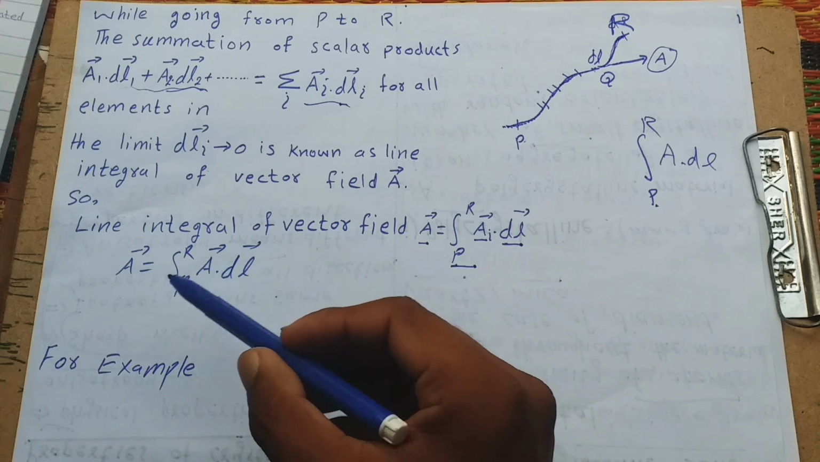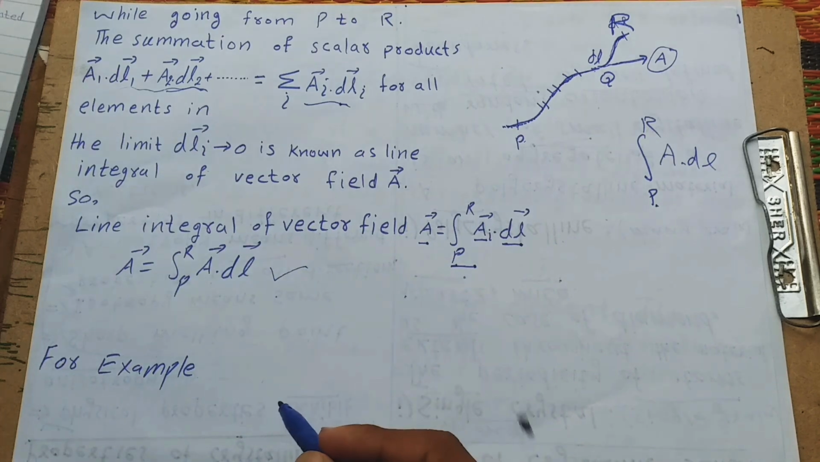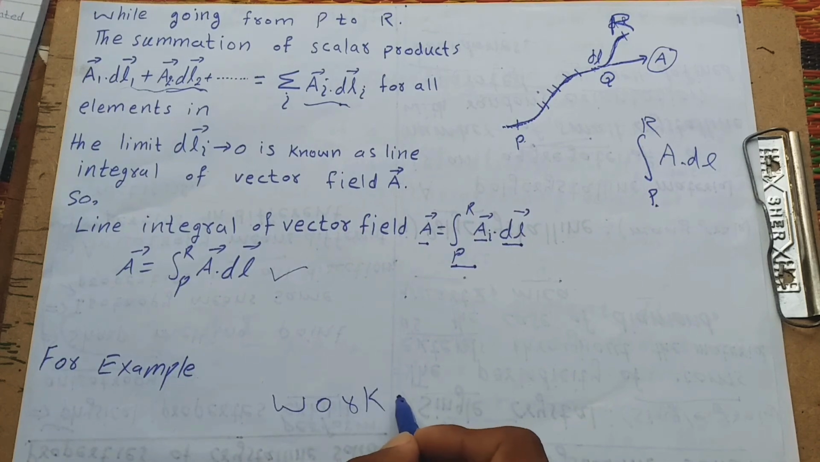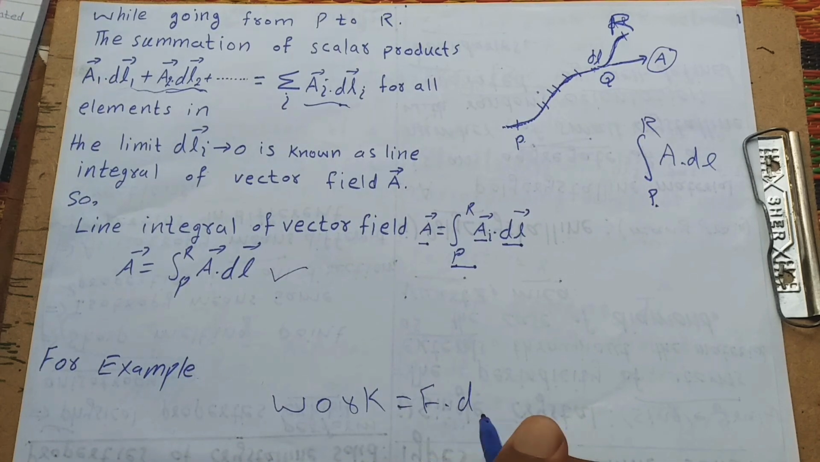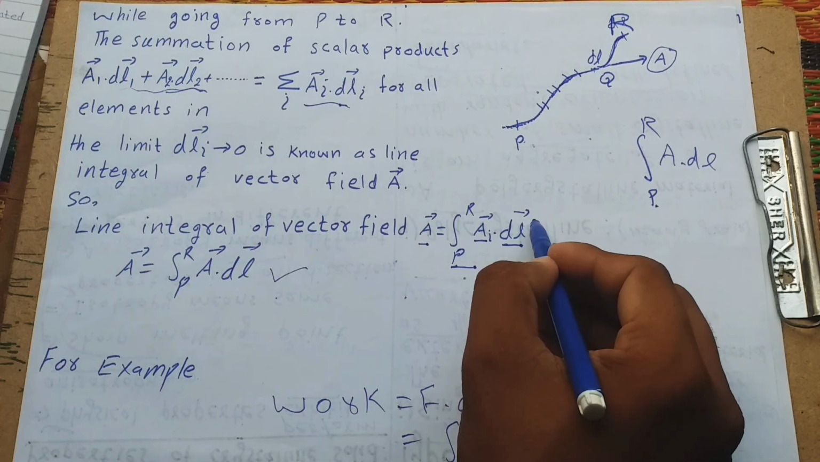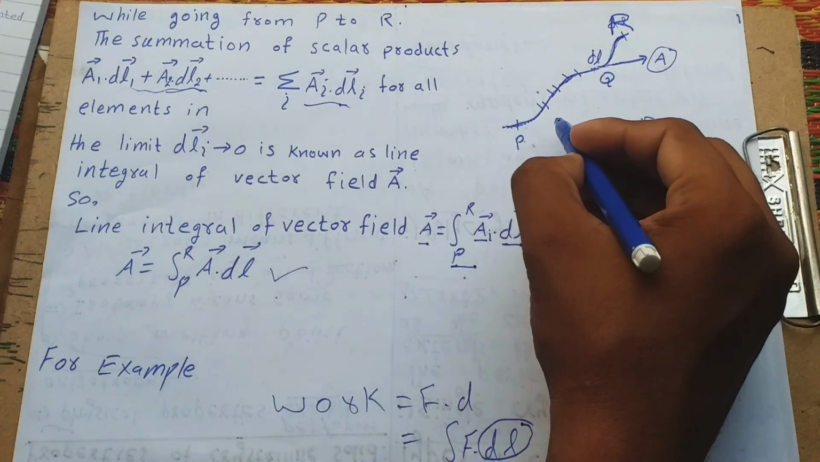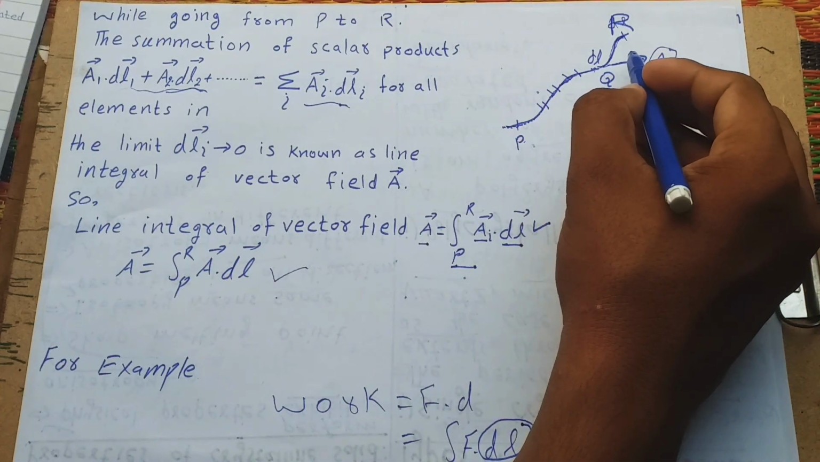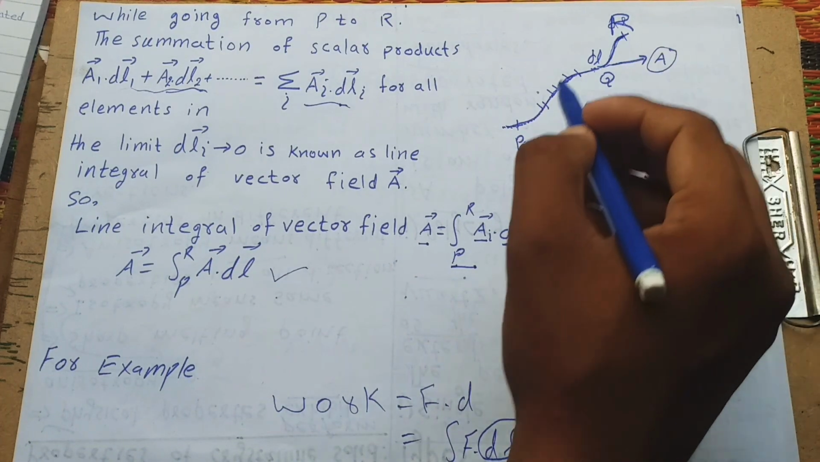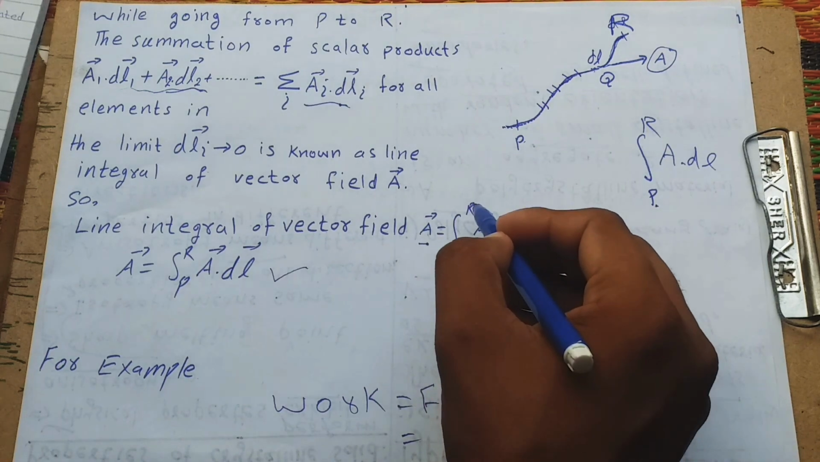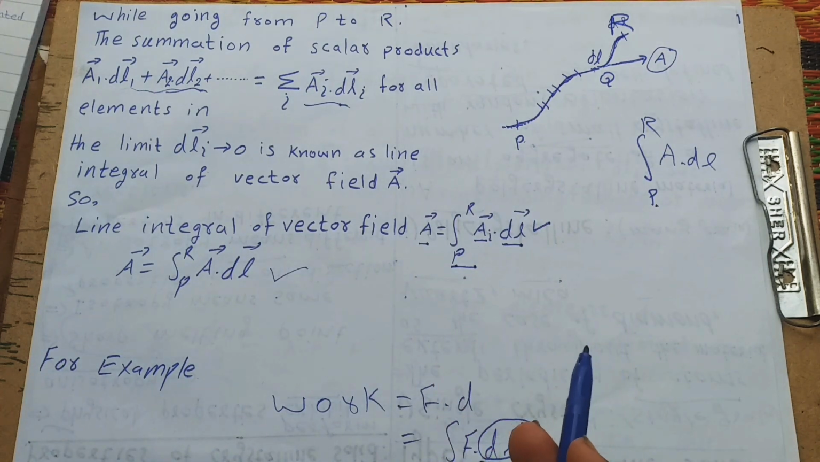Okay, clear? And what is an example? Just like work, which is F dot d, and we also divide it into patches, then it is equal to the integral of F dot dl, integrating over small patches. Here the integral means the integral over all patches, from P to R. Clear? Any confusion?